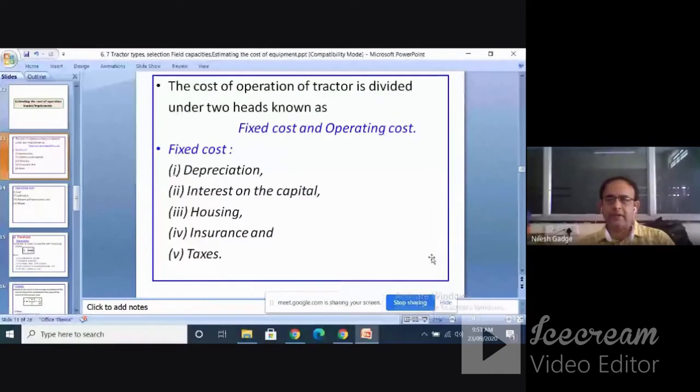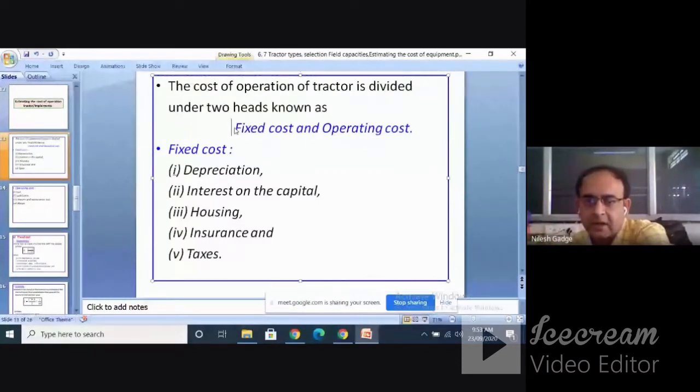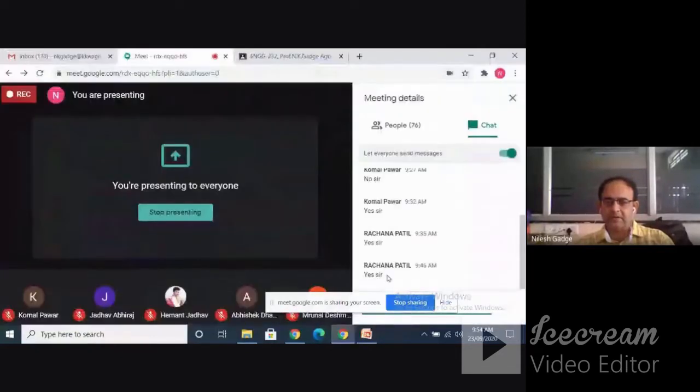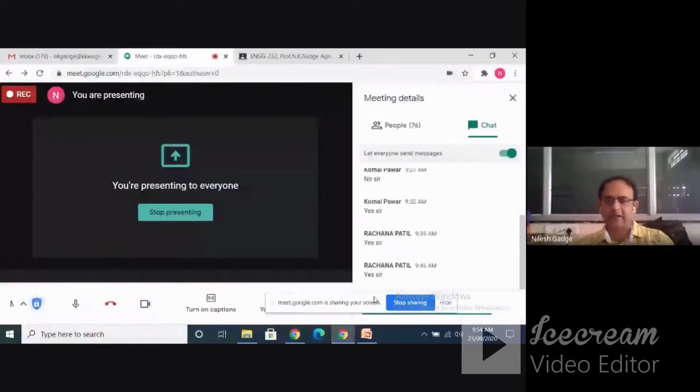The cost of operation of the tractor or implement is divided under two heads: fixed cost and operating cost. Write down this in your notebook. Come on fast, because these things are required to solve the problems, because there are some formulas and terms.